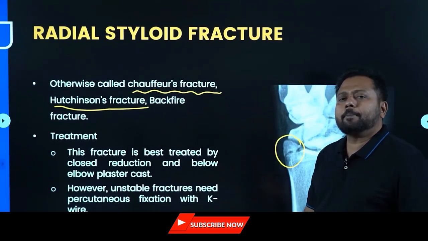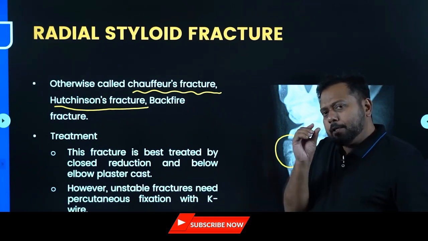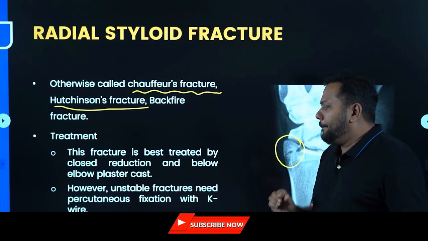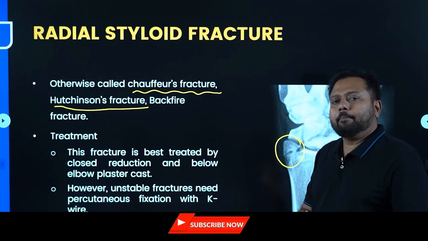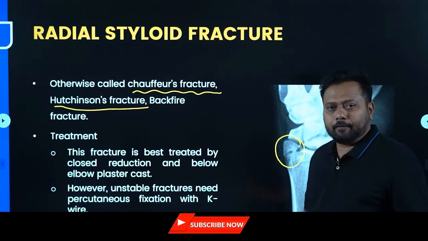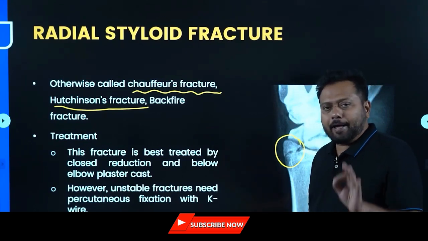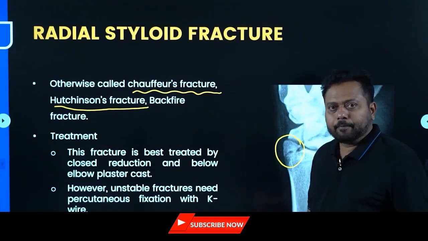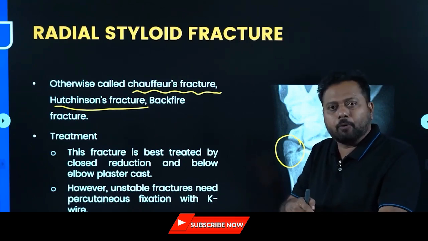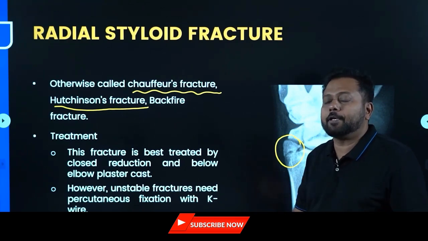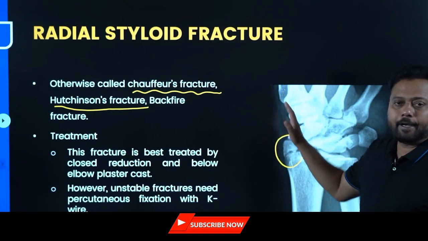This fracture is best treated by closed reduction and below elbow POP cast. Suppose the chunk is very big and it's unstable, better you give a percutaneous K-wire, then you apply a below elbow POP cast. That's enough. Not a great procedure is needed for this. The best management is closed reduction and below elbow POP casting. If the fracture is unstable, percutaneous, meaning through the skin, you are not opening, percutaneous K-wire fixation with below elbow POP casting. Okay, that completes radial styloid fracture.